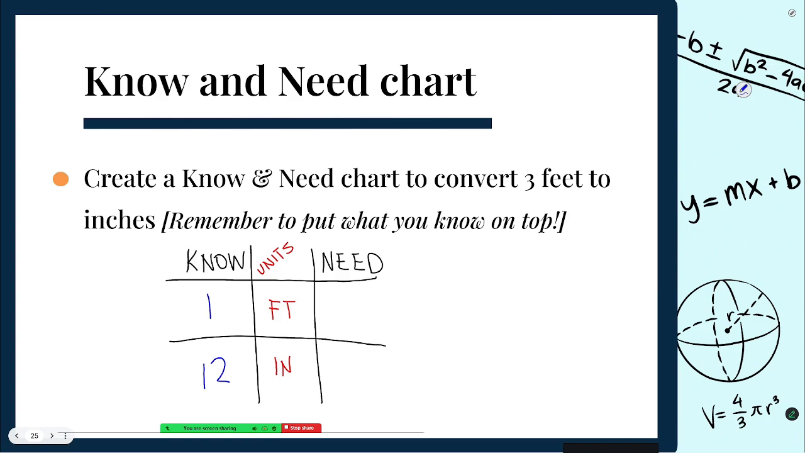What we need is how many feet convert to how many inches. In our example, we have 3 feet. So we're going to put 3 feet in that middle row on the right box. And what we're trying to find is the inches.